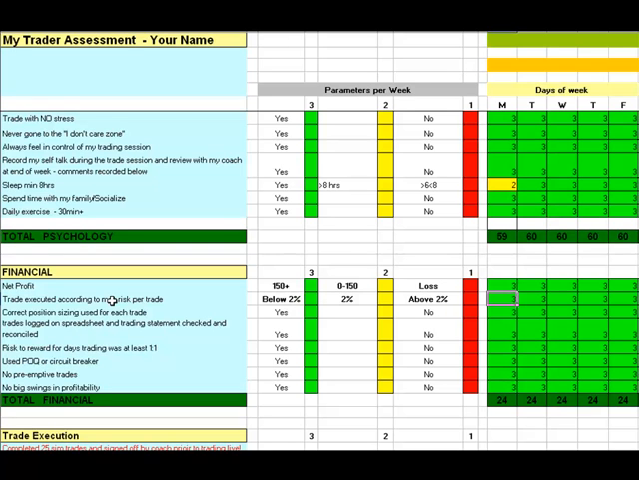Correct position sizing used for each trade. I went through my trade plan and my money management plan before the session, so I knew exactly how much money I could allocate to each trade, and that was done. Trades were logged on the spreadsheet and trading statement checked and reconciled, so that's been signed off as well. Risk to reward for the day was at least 1-to-1, so making sure that wasn't skewed against me.